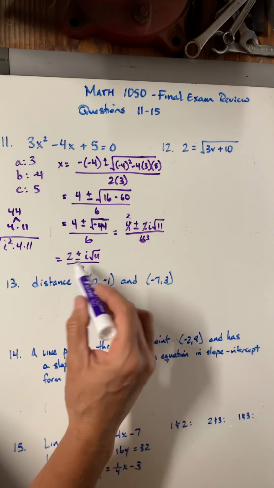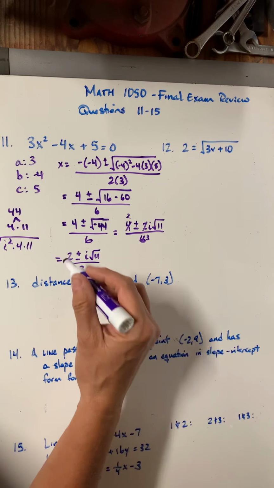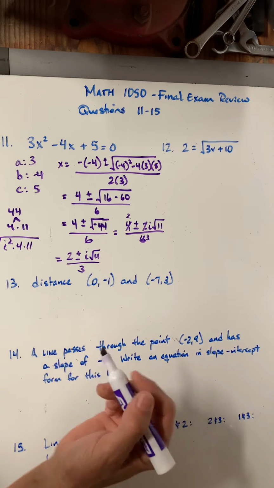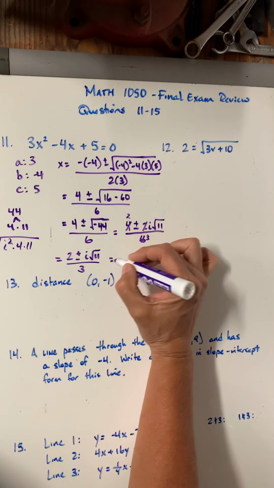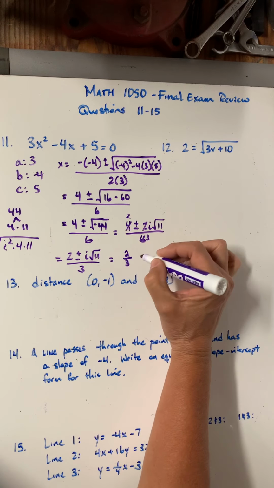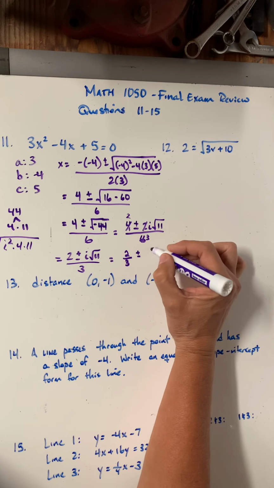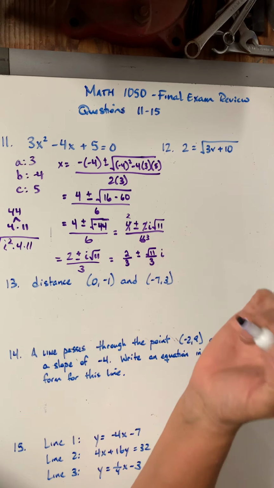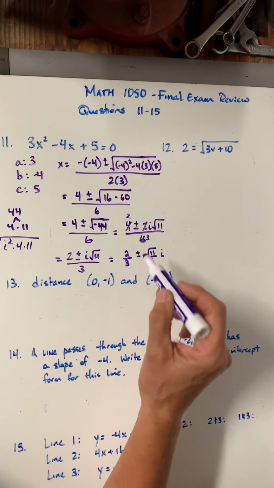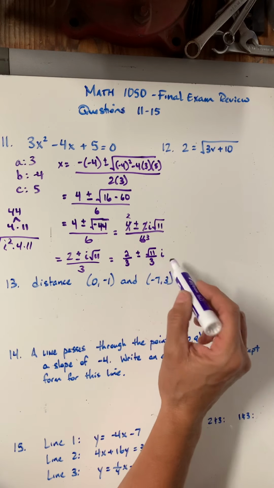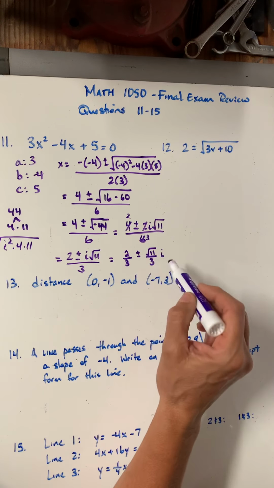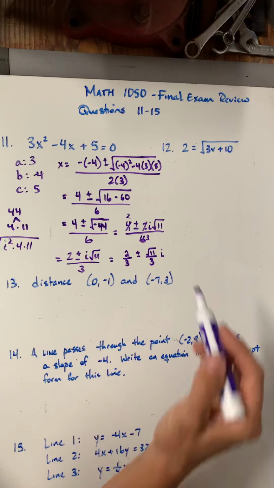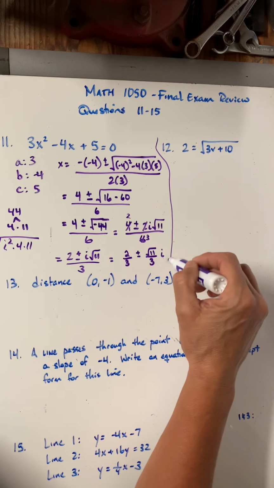Of course, for complex answers, they want you to split the real part from the imaginary part. So you would write this as 2/3 plus or minus square root of 11 over 3 i. And that's two answers. 2/3 plus the square root of 11 over 3 i, comma, 2/3 minus the square root of 11 over 3 i. And that's the answer.